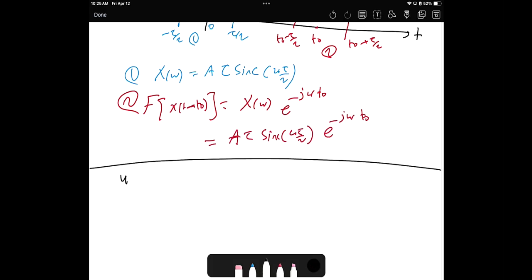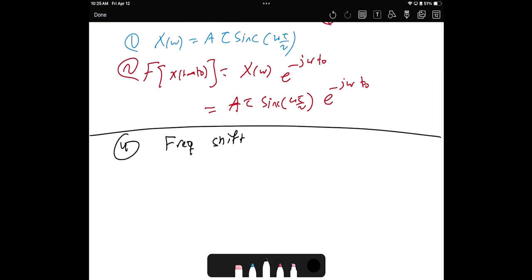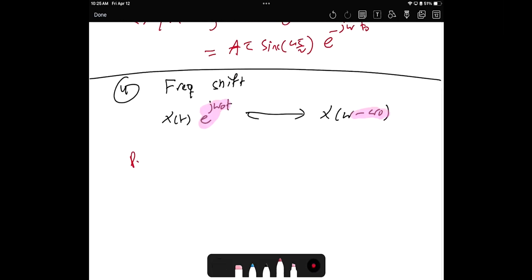Property number 4. Frequency shift. Whenever you have X of omega minus omega naught, which is the opposite of time shift, it will make it x of t e power j omega naught t. So you see here, omega naught, here it will make it omega naught. This is called frequency shift. So you can notice the duality principle, which is between time shift and frequency shift.